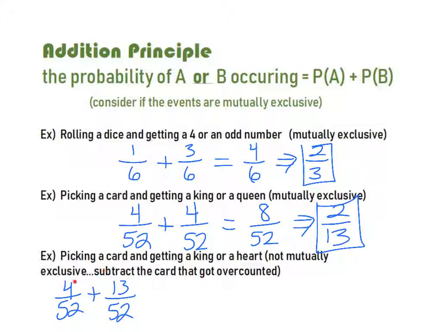So when I'm doing that probability, the king of hearts got counted in 2 places. If they are not mutually exclusive, like in this case, you have to subtract whatever gets overcounted. So I had 1 card that got overcounted, so I'm going to have to subtract a 1 out of 52. Ends up actually being 16 out of 52 then. And if I reduce that, that would be 4/13.